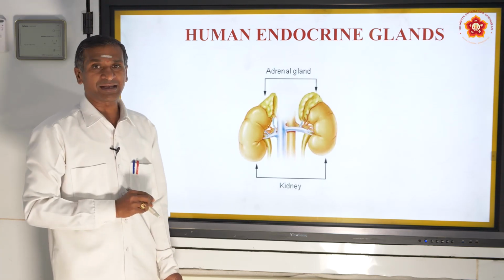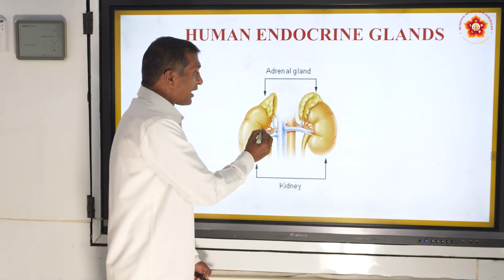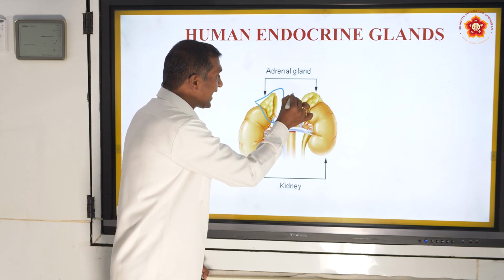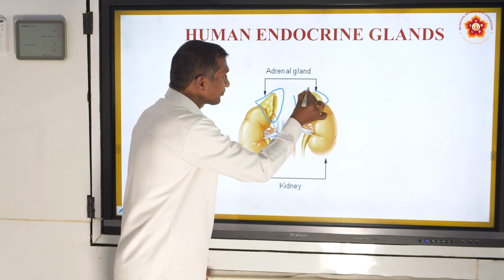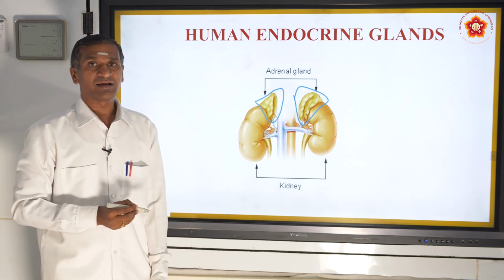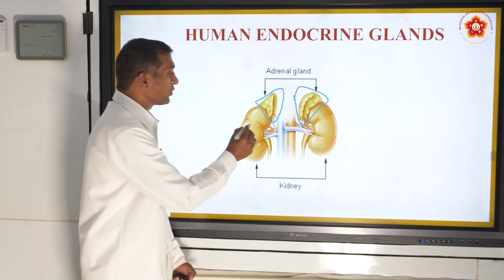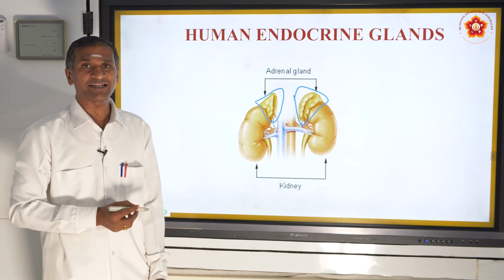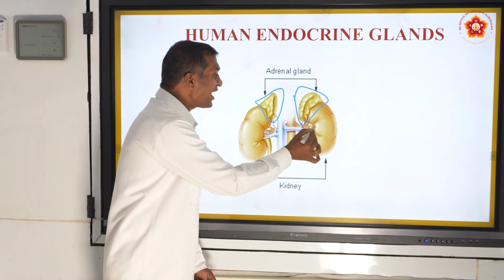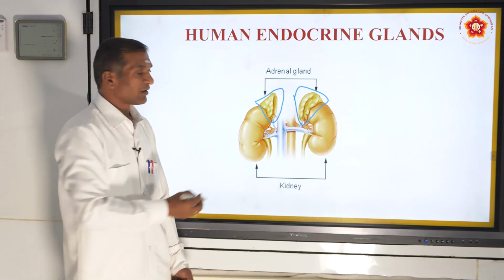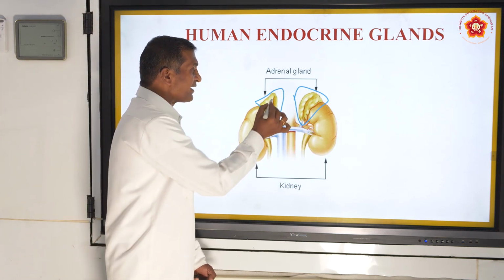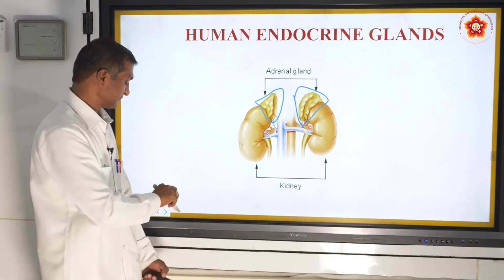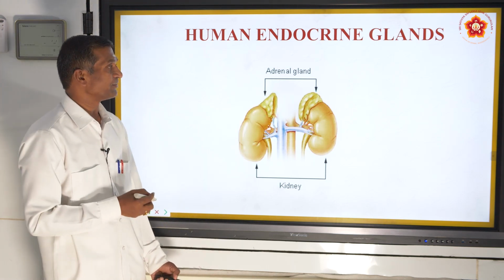The adrenal gland. A pair of adrenal glands, which are triangle-shaped or hat-shaped, located on the topmost anterior region of a pair of kidneys. On the pair of kidneys, we see a pair of adrenal glands. This is their location.